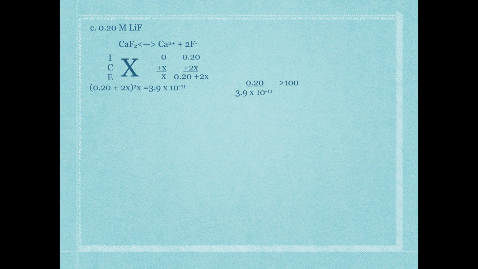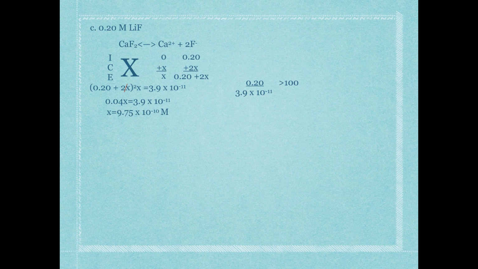Please make sure to show your rule of 100. Don't just get rid of your 2X or your X from the previous problem. Actually show it. So I'm going to get rid of the 2X. Now I have 0.2 squared times X, so that's going to be 0.04X equals my Ksp. Divide both sides by 0.04, and I get my molar solubility is 9.75 times 10 to the negative 10th molar.